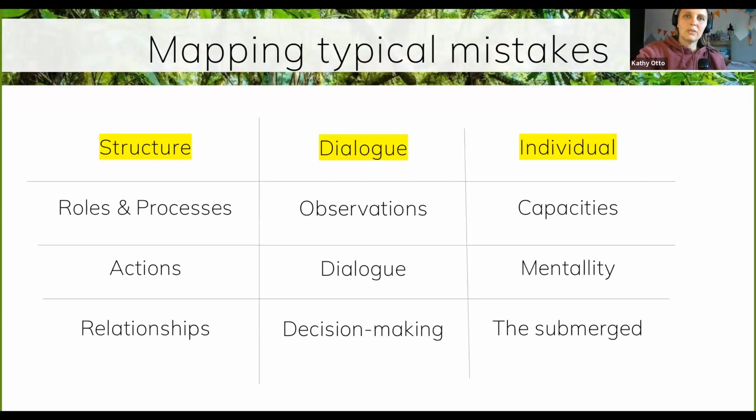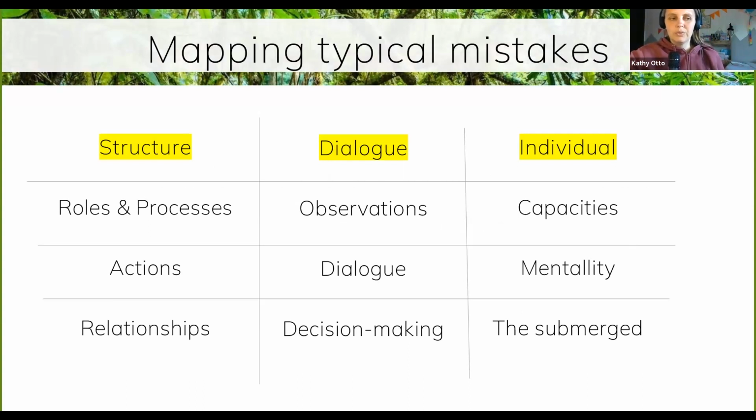Then we get here, and we're going to stay here for a while. This is an important piece, which is typical mistakes when we do projects. This is a map which came out of my work when I did the deep evaluation, and where I saw the main problems.